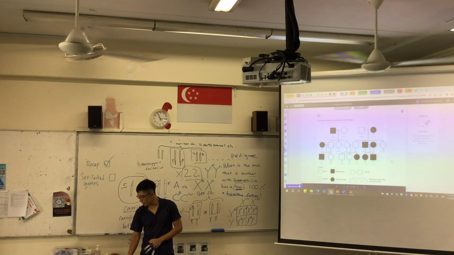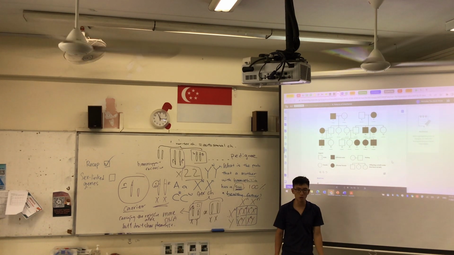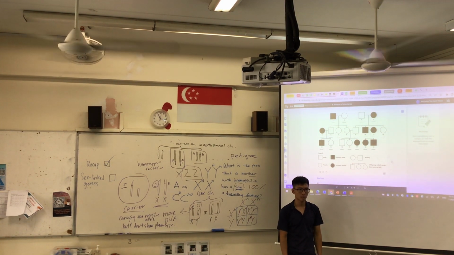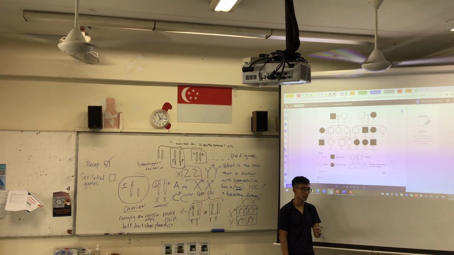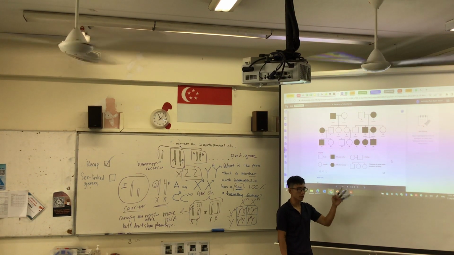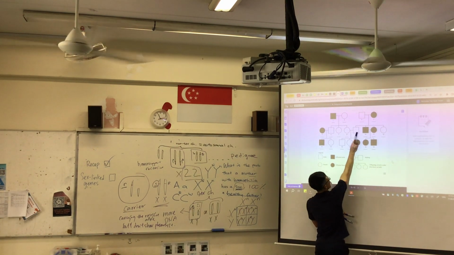If it's not linked to gender, then the next question is whether this disease is recessive in nature or dominant, and how do you tell? Okay, Kara says it's recessive, but what is the giveaway clue that it's recessive? Between 8 and 9.